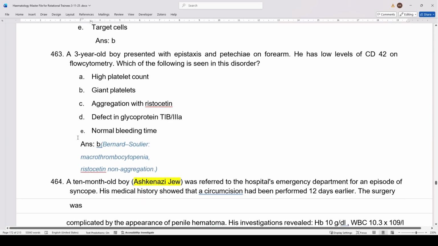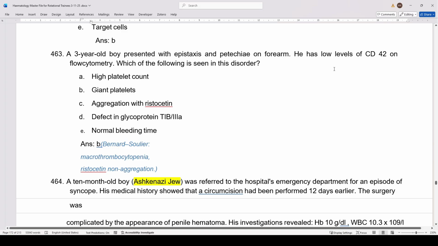Next is a 3-year-old boy presented with epistaxis and petechiae on the forearm. He had low levels of CD42, GP1B receptors, on the platelets. Which of the following is seen in this disorder? Okay, so high platelet count, giant platelets, aggregation with ristocetin, defect in glycoprotein 1B2A, and normal bleeding time.